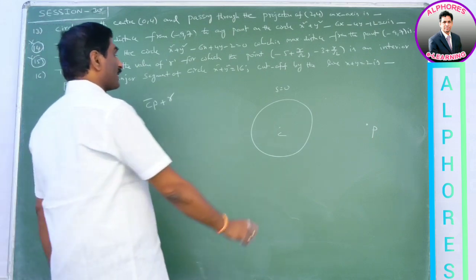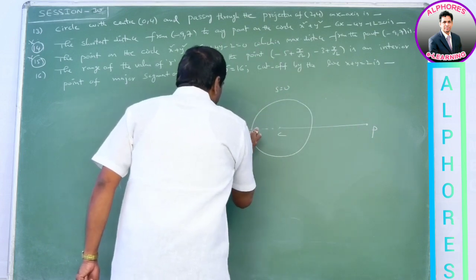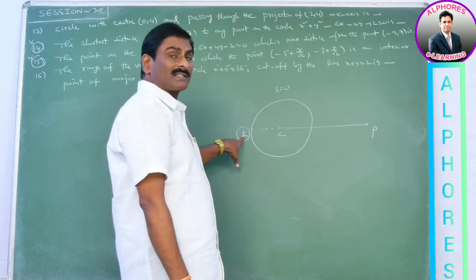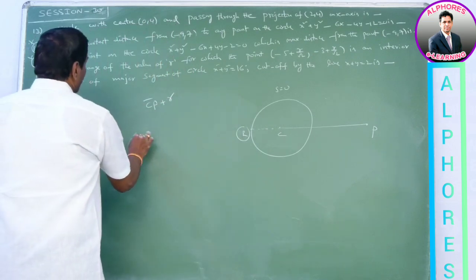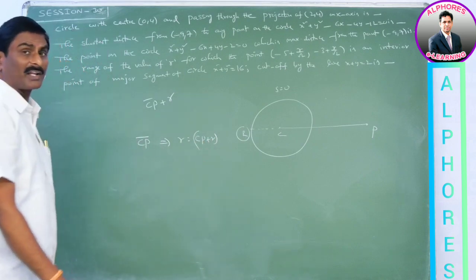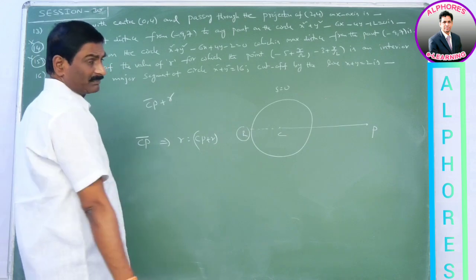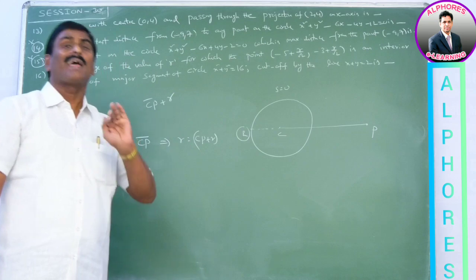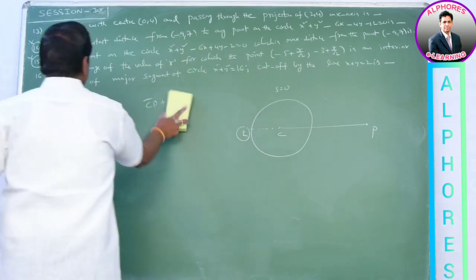For getting the point on the circle, extend the line CP. It cuts the circle at R. This R is the required point. This R divides the line segment CP in the ratio of R is to CP plus R externally. The greatest distance is equal to CP plus R. For getting the point, we divide the line segment CP in the ratio of R is to CP plus R externally. Okay.